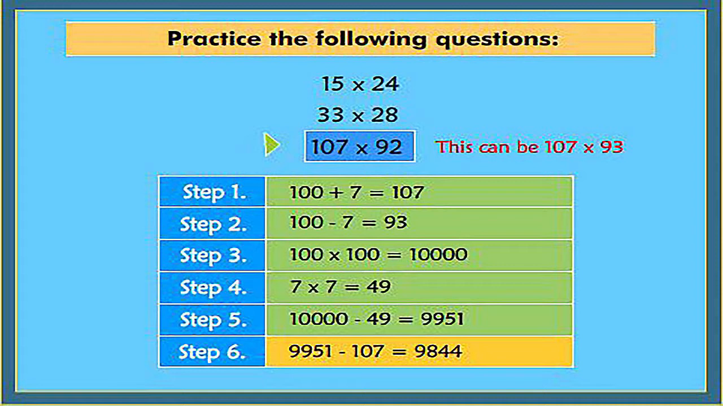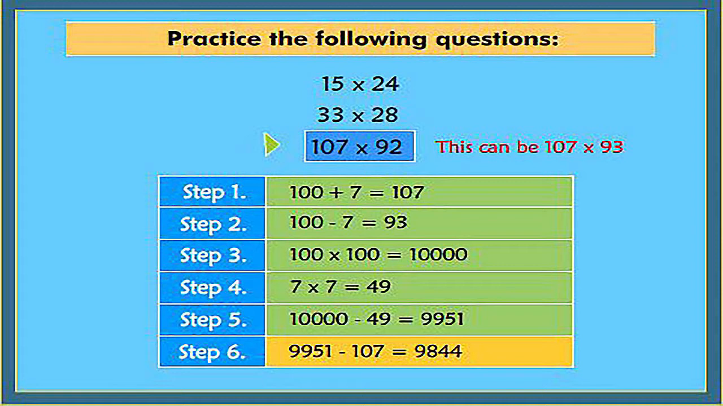107 times 93 equals 10,000 minus 49 equals 9,951. Therefore, 9,951 minus 107 equals 9,844. You're probably not happy yet.